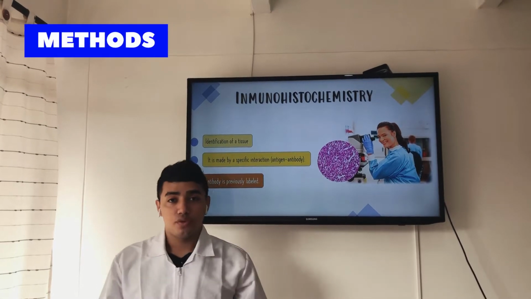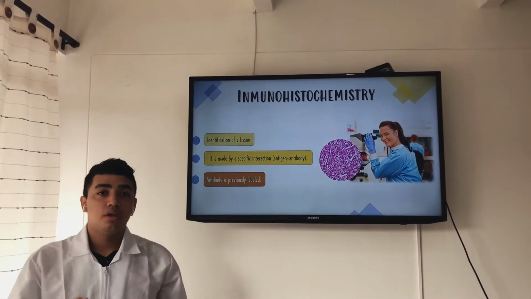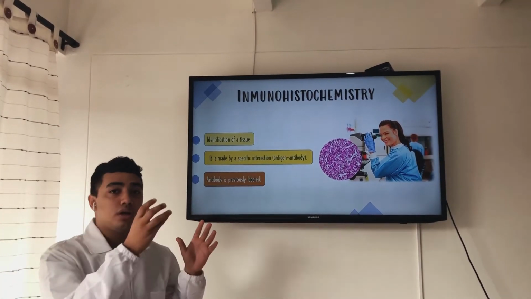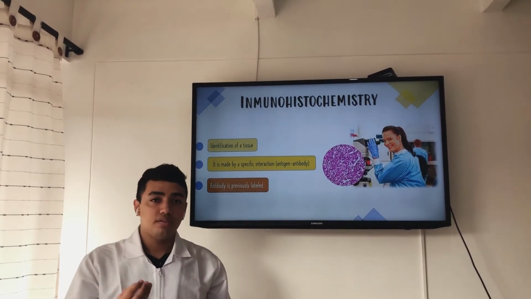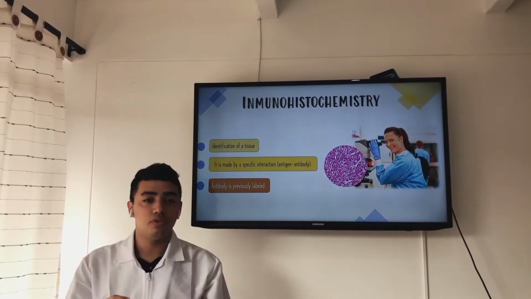We will now discuss the methods used in this research, the first being immunohistochemistry. This is the identification of a tissue by a specific interaction between an antibody and an antigen. The antibody is labeled and the cell is stained to demonstrate the presence and localization of a molecule of interest.